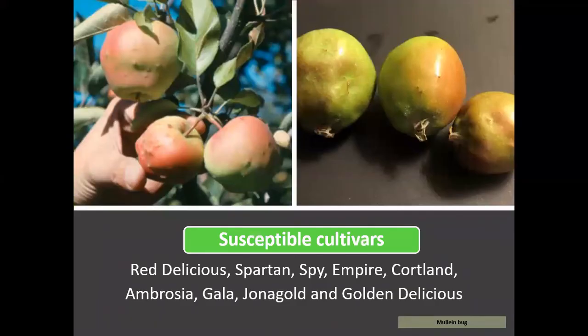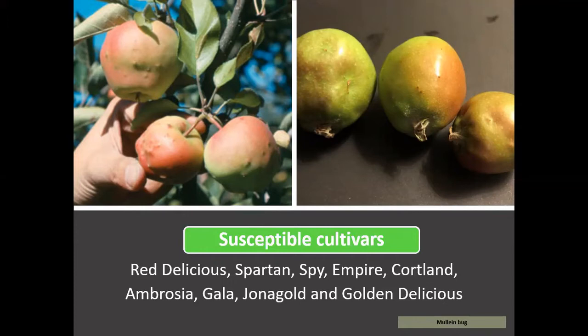Damage caused by mullen bug creates these raised pimple appearances. It's the piercing, sucking mouth parts, and so as it feeds on that developing fruitlet, it causes these raised bumps. The fruit continues to grow, and so you can get this kind of stretching appearance over the skin as it grows around these feeding parts.